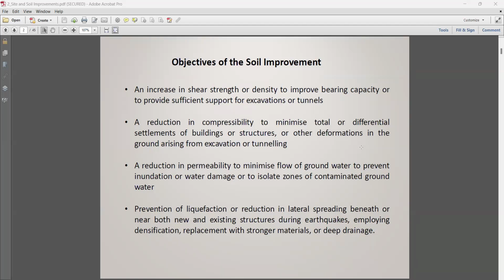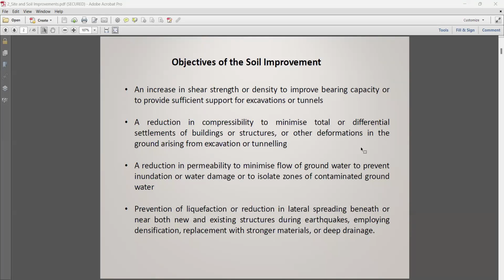Friction angle and cohesion are not enough. We call it bearing capacity, to bear the foundations, excavations, etc. The soil's strength is not enough. So to increase the shear strength, we have to do soil improvement.